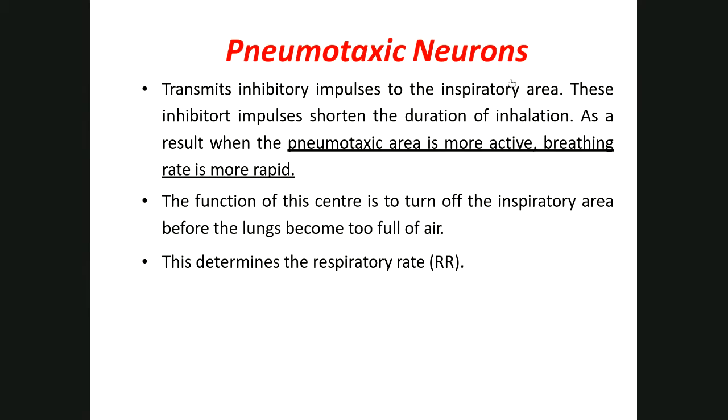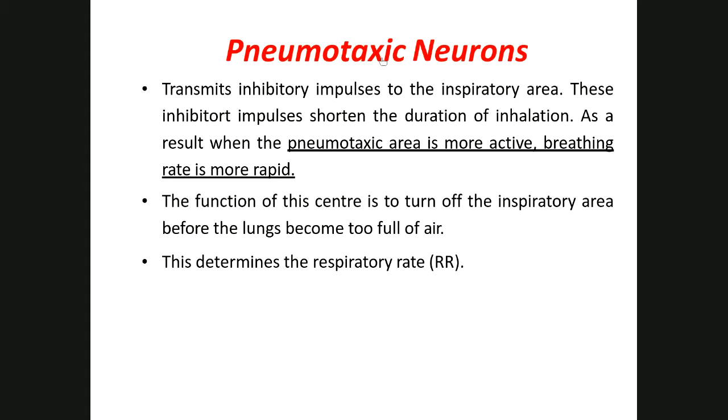So in the inspiratory area, the dorsal group in quiet breathing and the ventral group together with the dorsal group in active breathing are responsible for the inspiration. So the pneumotaxic area will terminate those groups to stop the process of inhalation. These inhibitory impulses will shorten the duration of inhalation. So the inhalation is by the dorsal group, and they will be stopped by the pneumotaxic neuron center.